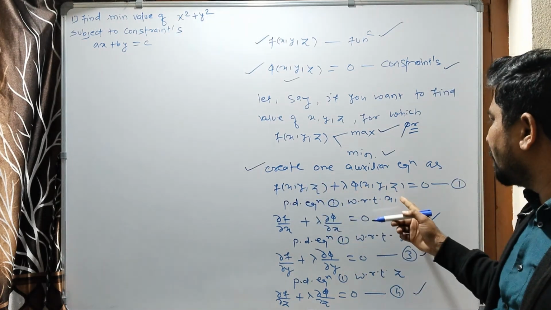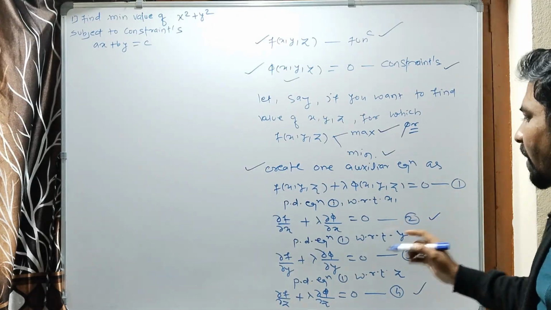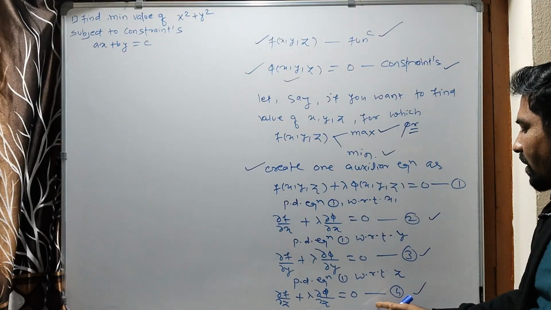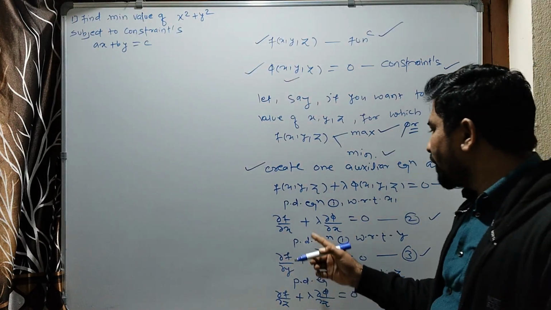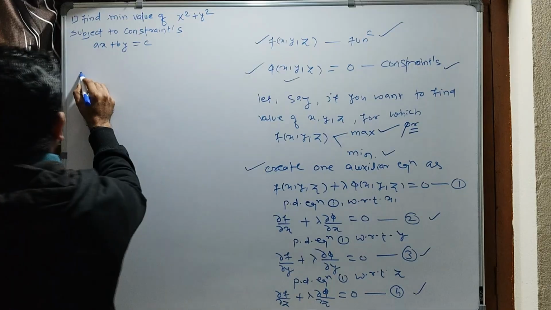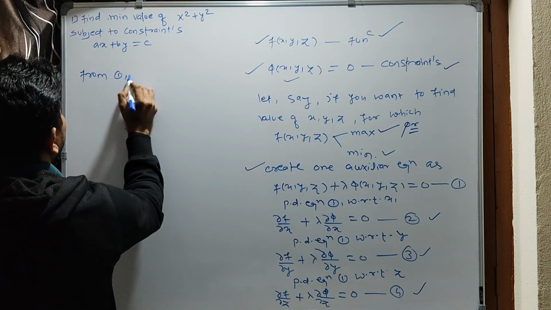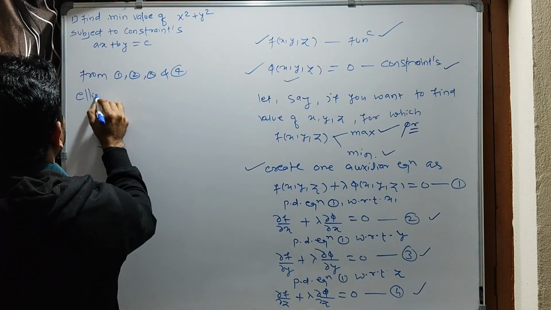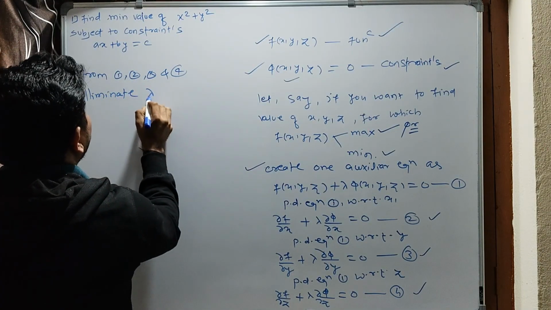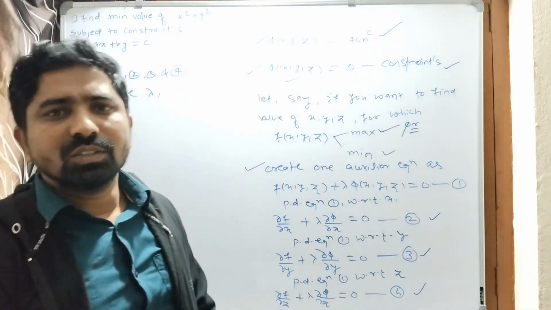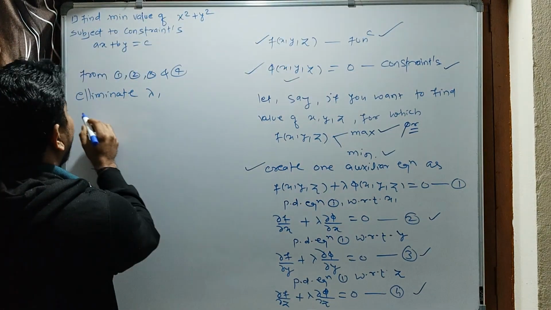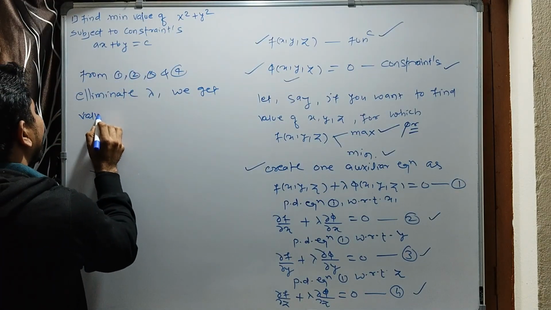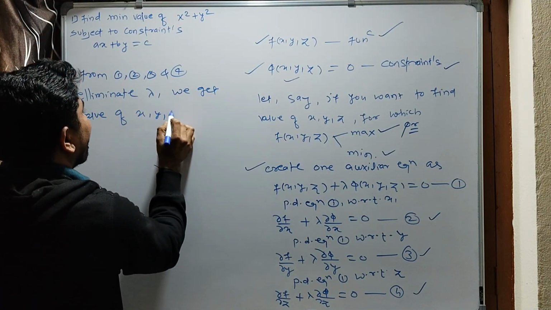Now partially differentiate equation 1 with respect to x. This gives equation 2. Differentiate with respect to y gives 3, and differentiate with respect to z, I get equation number 4. Now from equations 1, 2, 3 and 4, eliminate lambda and find the values of x, y, z.